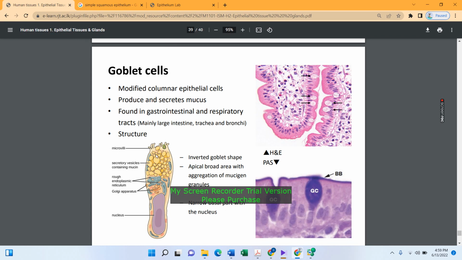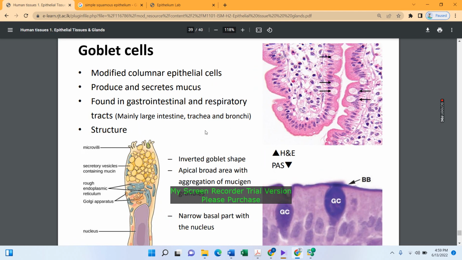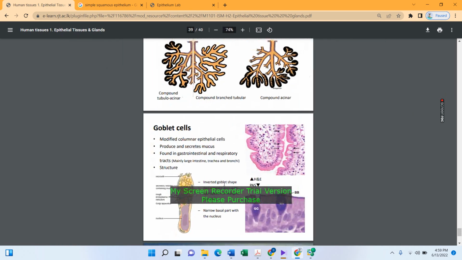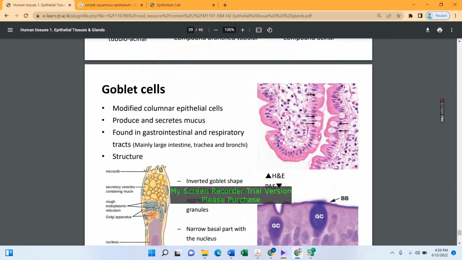You can find its structure. You find microvilli in the large intestines also. The secretory vesicles contain mucin, and then there is a rough endoplasmic reticulum, Golgi apparatus, and nucleus in the narrow basal part with the nucleus. It has a goblet shape, with an apical broad area with aggregation of mucin granules. So you can see the histological diagram of them.